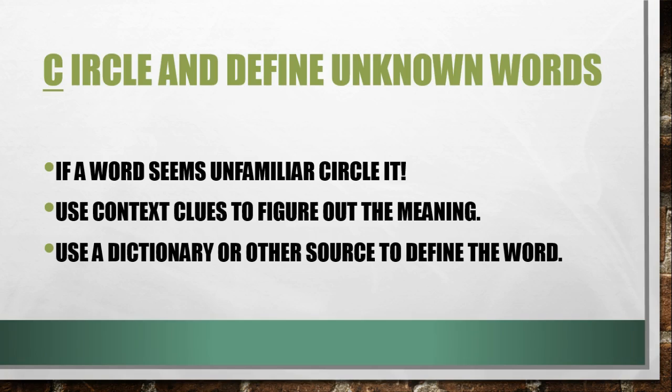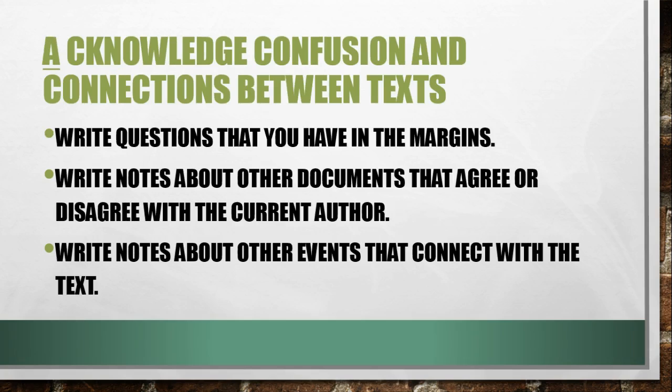The first step is circling and defining unknown words. If a word seems unfamiliar, circle it. Use context clues to help you figure out the meaning. If you have to, then use a dictionary or other source to define the word. Make sure that you're using a dictionary if it's a term that you're unfamiliar with, but if it's an event or a person, you may need to use another source.